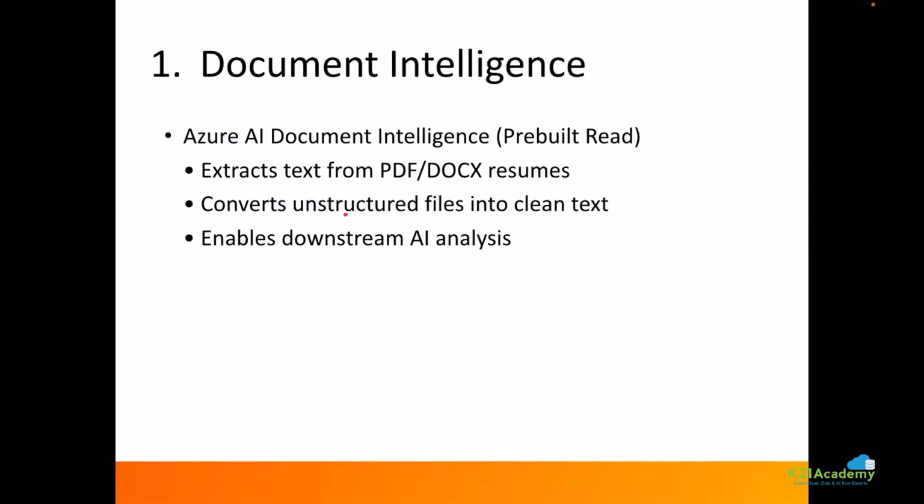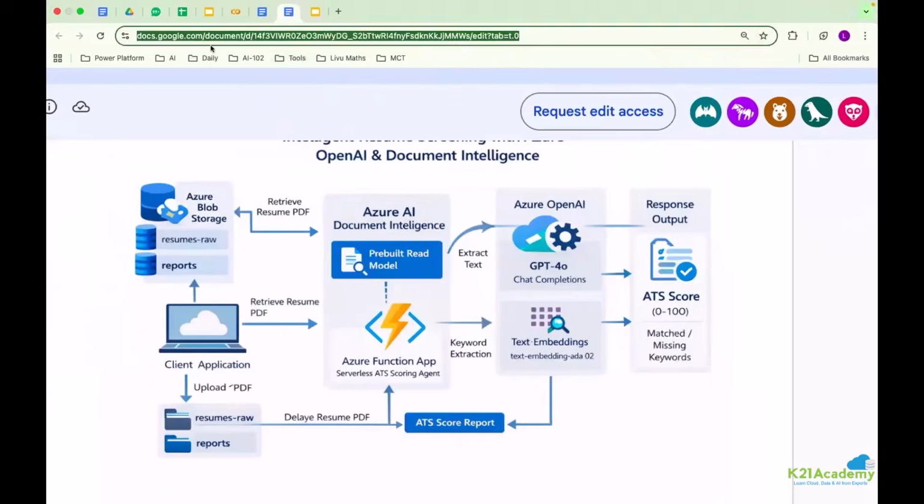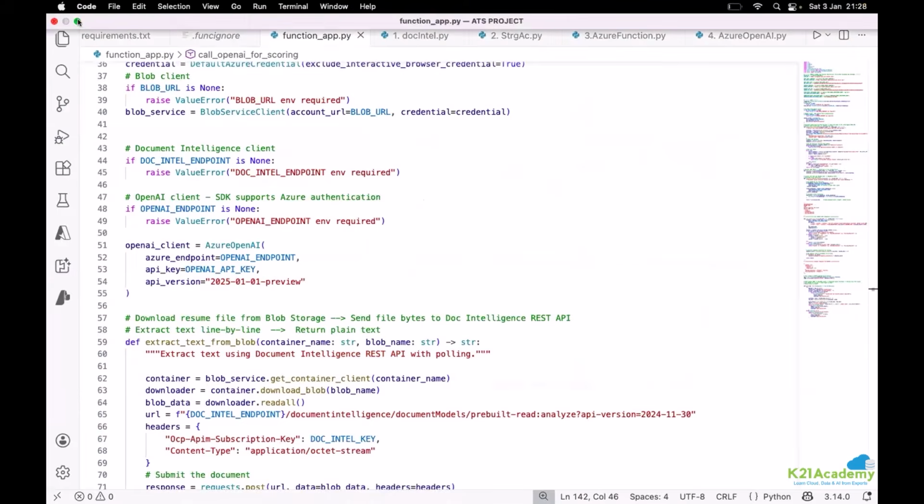So in this concept, we have added Doc Intelligence, right? This is something we are already aware of: AI Document Intelligence pre-built read, which indicates your OCR service, that is, optical character recognition. Just to show you all this once again, where is that? Just a minute.